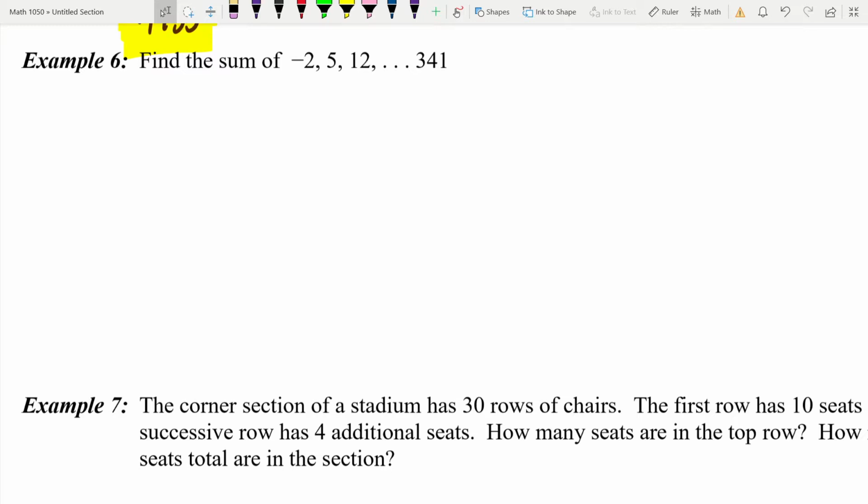Okay, so let's check. What do I add to negative 2 to get 5? That would be 7. Is 5 plus 7 12? Yes. Let's write arithmetic.